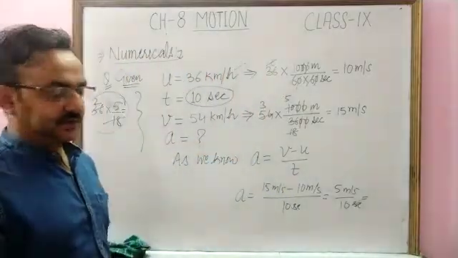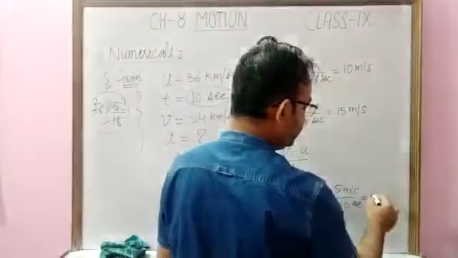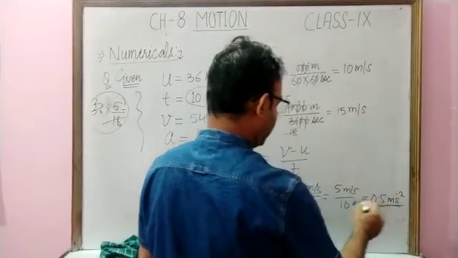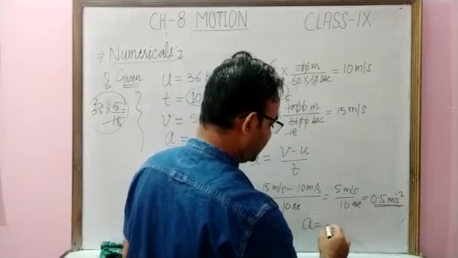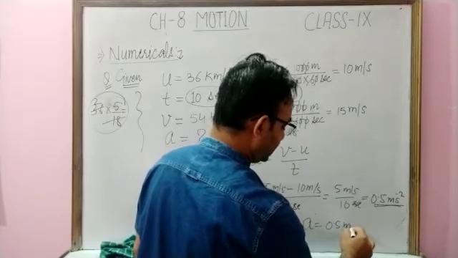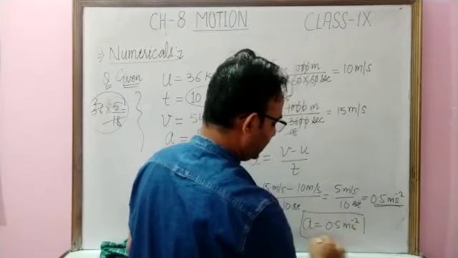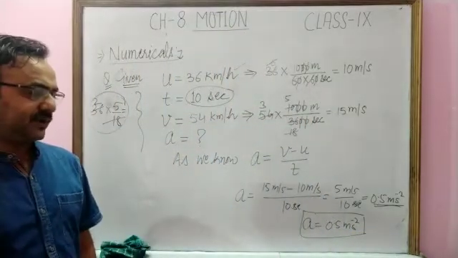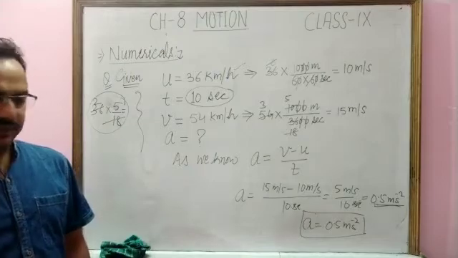Then what will you get? You will get here acceleration 0.5 meter per second squared. Therefore, acceleration has the value 0.5 meter per second squared. Is it clear? Okay.